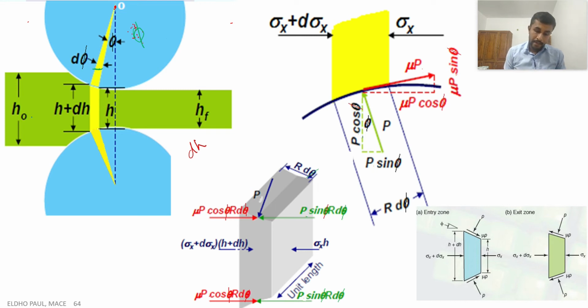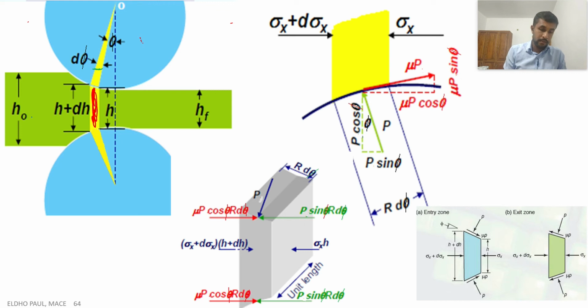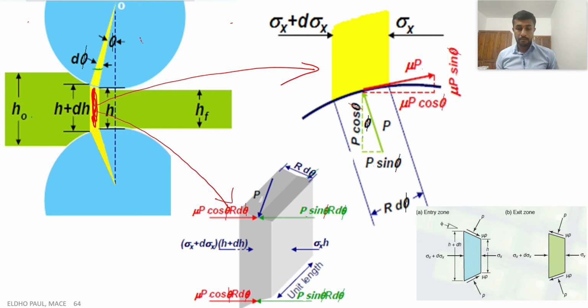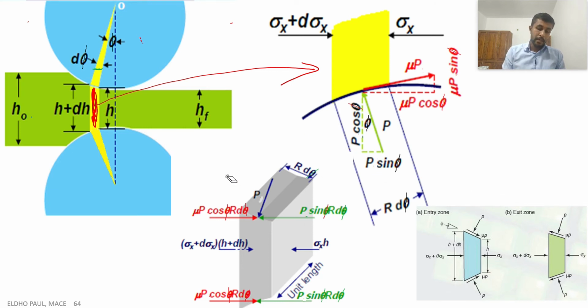In the slab analysis, we take the small element outside. So this is the small element, and this one is also the same small element. This is the element which we are going to analyze. This one is also another picture of the small element, and this one too. So these are different views of the element.